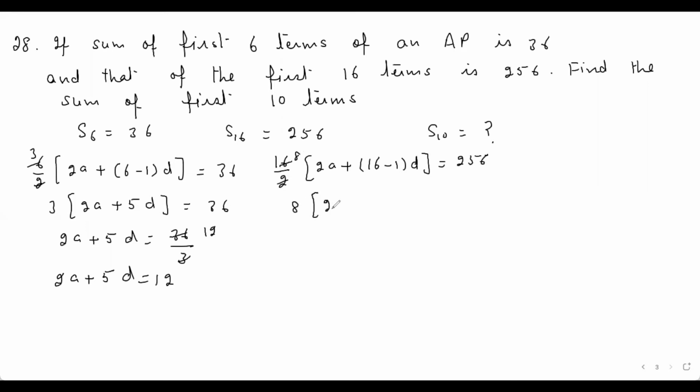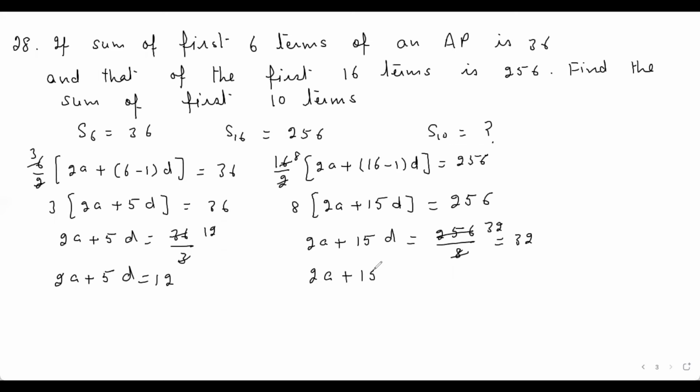8, 2a plus 15d is equal to 256 upon 8. That is equal to 32. It means 2a plus 15d is equal to 32. Now, either use elimination or use substitution method to find the value of a and d.